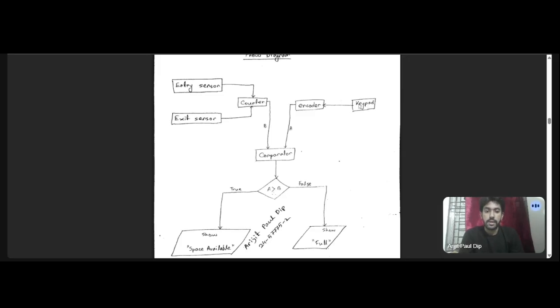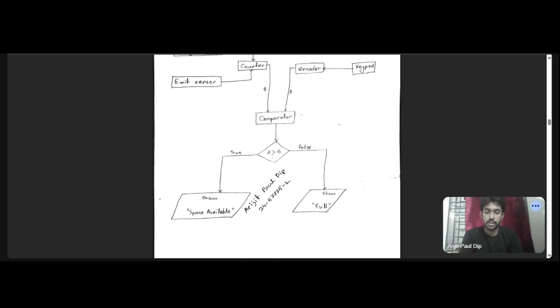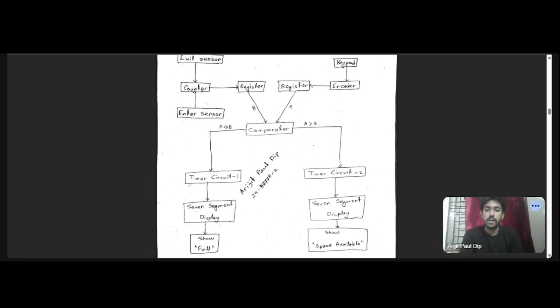And the keypad is responsible for the input of the maximum capacity of our system, which we are getting from our student ID. So both of the inputs B and A are passed to the comparator, and the comparator gives the decision if A is greater than B. If A is greater than B, then we show space available, and if it's not the case, then we show the system is full.